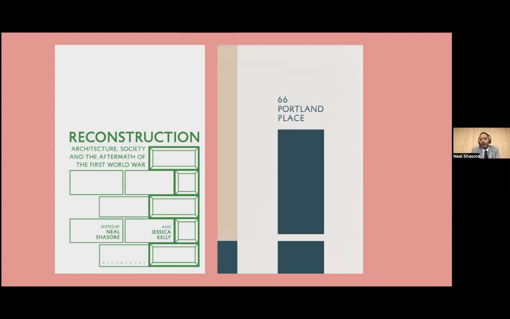And then on the right is the cover of a book that I'm writing at the moment, which is a new history of 66 Portland Place for the RIBA. So this book, Designs on Democracy, which I've got in physical copy here, is the parent of these two other projects.